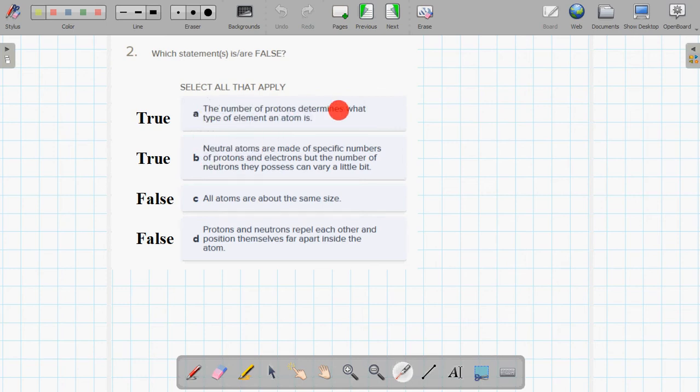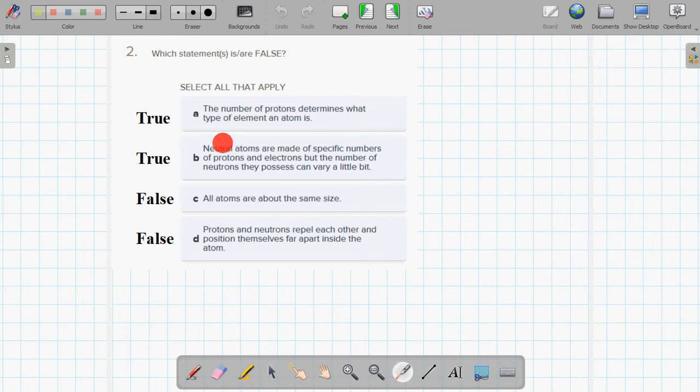The number of protons determines what type of element an atom is. We call that the atomic number. Neutral atoms are made of specific numbers of protons and electrons, but the number of neutrons they possess can vary. All right. So if it's a carbon atom, it's always going to have 6 protons. Period. End of story. It probably will have 6 electrons unless it's become an ion and lost or gained electrons.